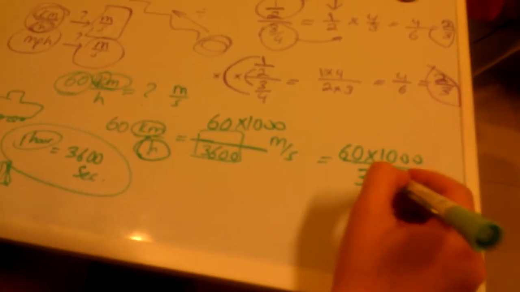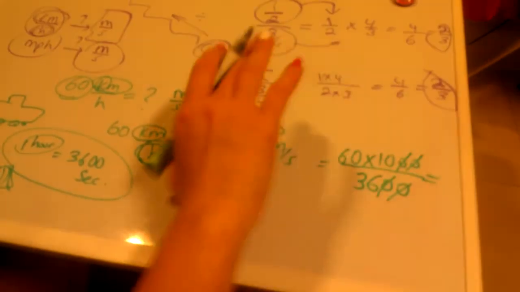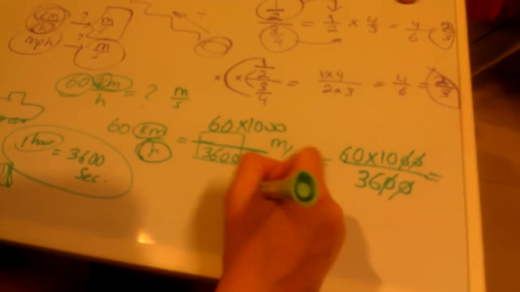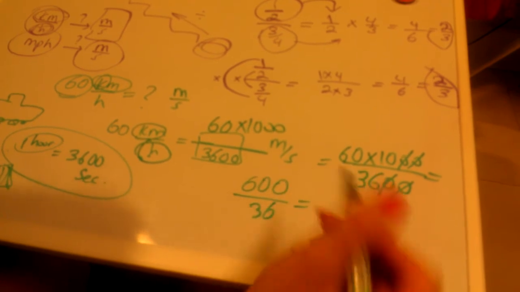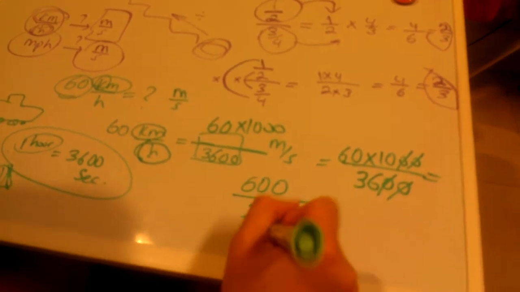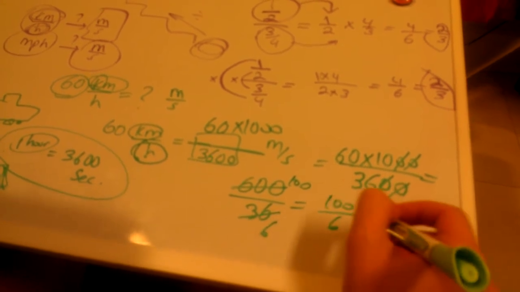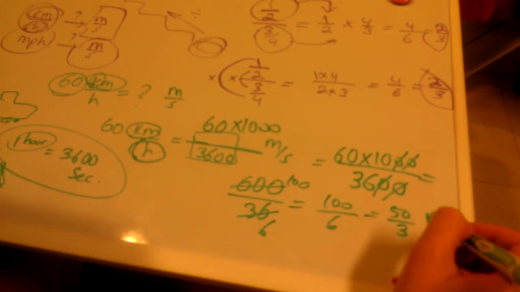And that's that. So we have 60 times 1,000 over 3,600. So the zeros cancel out and you can just punch it into your calculator. I rather do things in my head and by hand because I'm not a calculator person, to be honest. So I divide this by a 6. I divide this by a 6. That gives me 100 over 6. And that gives me 50 over 3 meters per second.